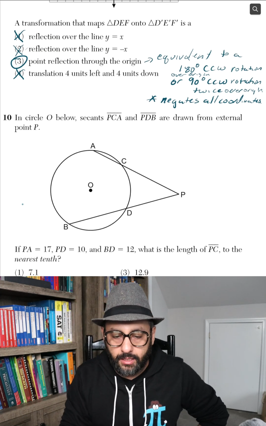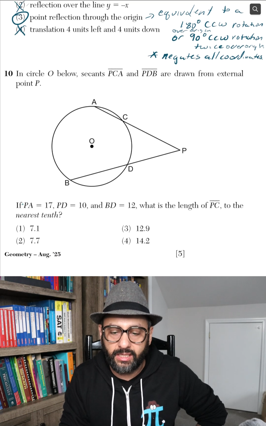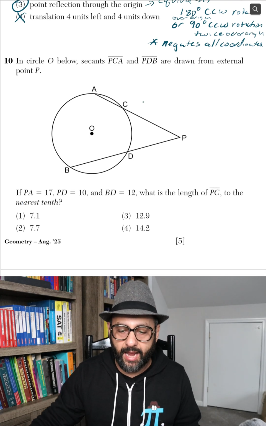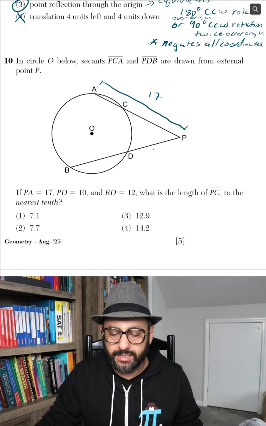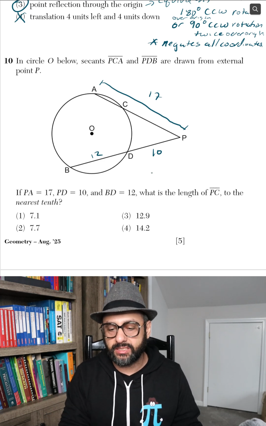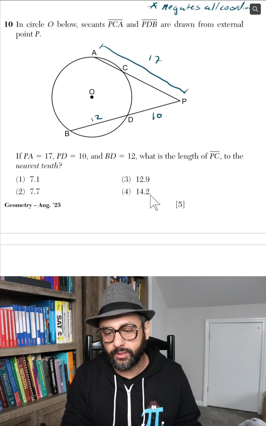Number 10. In circle O below, secants PCA and PDB are drawn from external point P. If PA is 17, PD is 10, BD is 12, what is the length of PC to the nearest tenth? Is it 7.1, 7.7, 12.9, or 14.2?